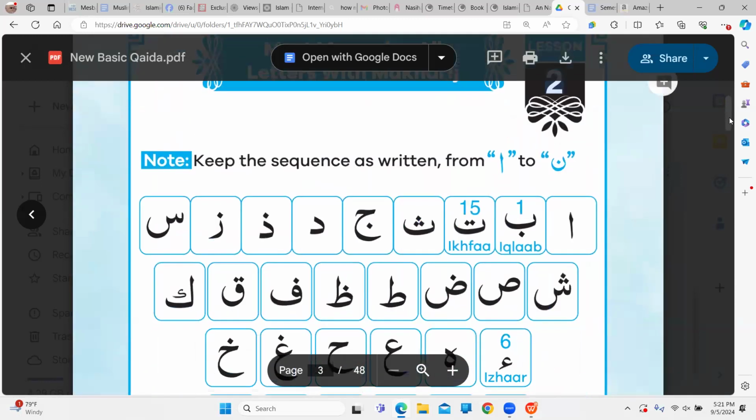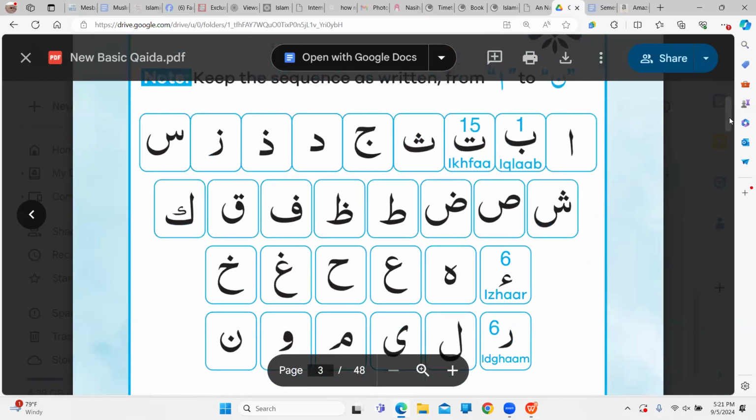Then we explained the sequence, like A, B, C, D, E, F, G. We want to make them memorize alif, ba, ta, tha, jim, dal, zal, sa, sin, shin, sad, da, ta, da, fa, qaf, kaf. Why? Because we want them to know the sequence for the noon sakin rules. So when we go to the noon sakin rules, they don't have to re-memorize the sequence of the huruf again.